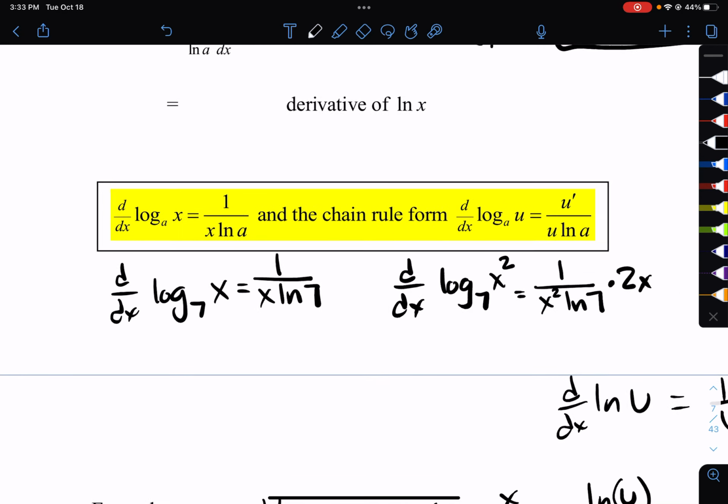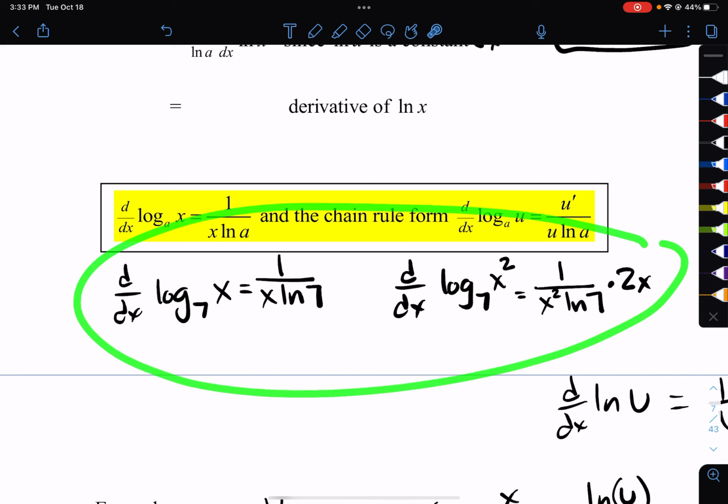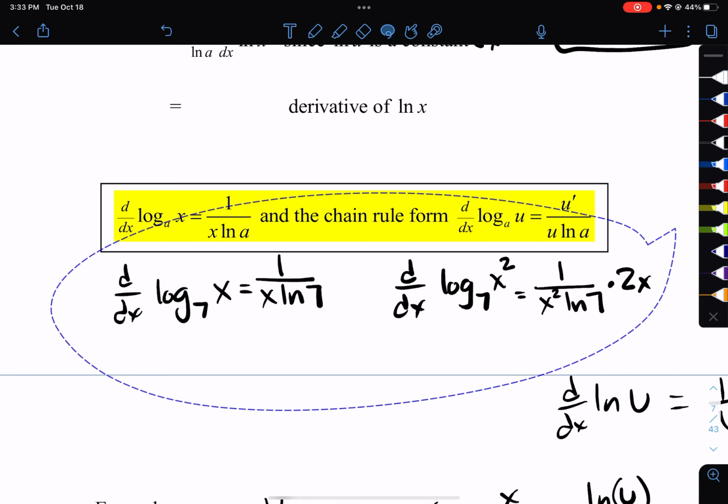Okay, I've got some stuff here that I don't want here. Let's get rid of this.